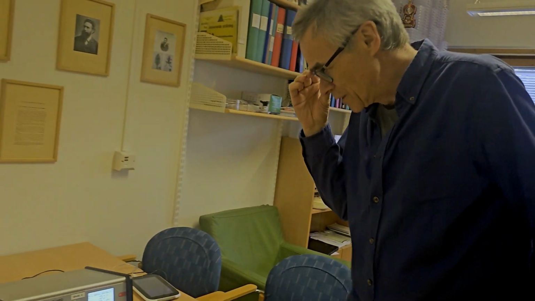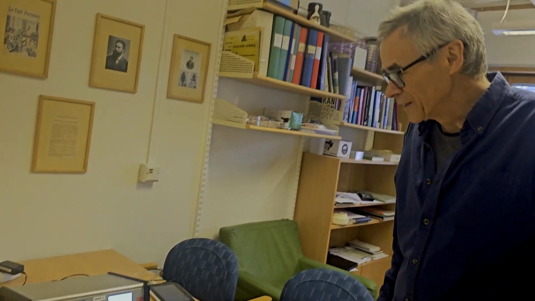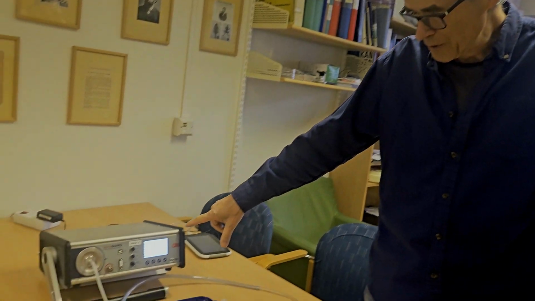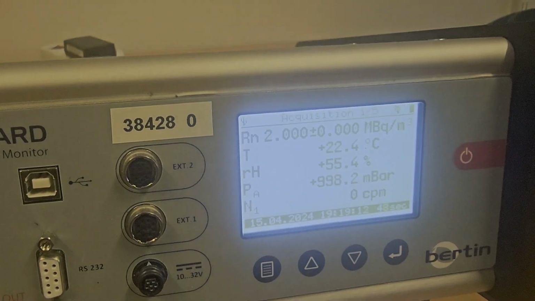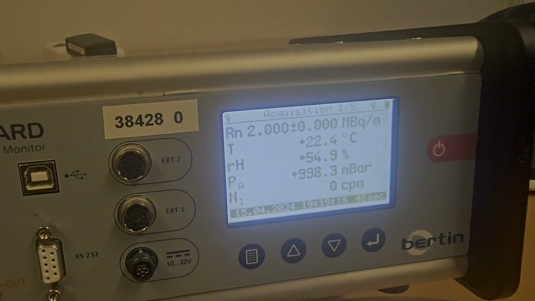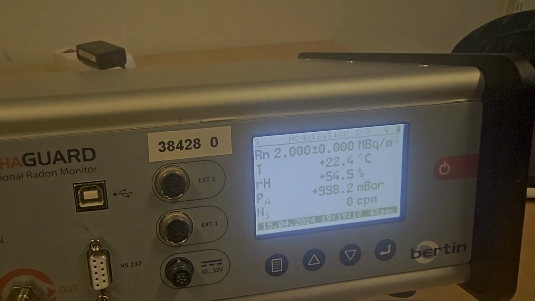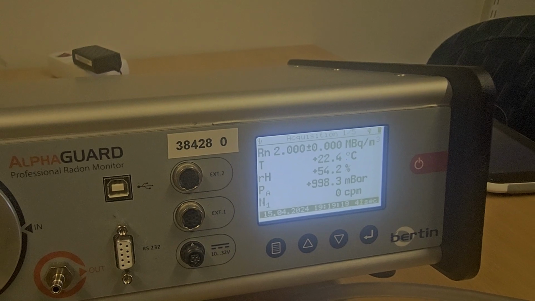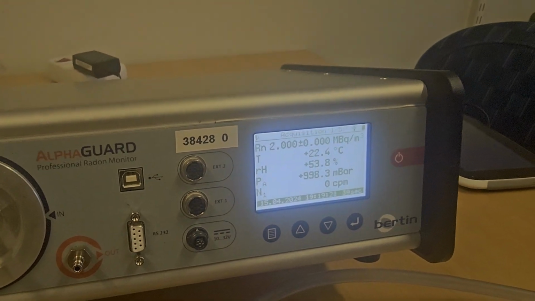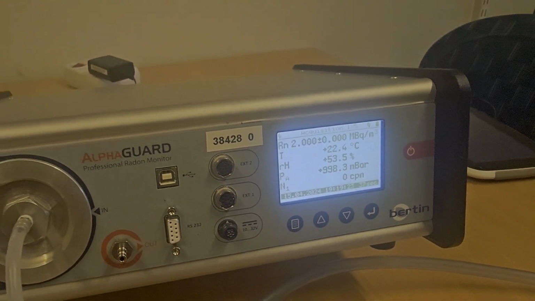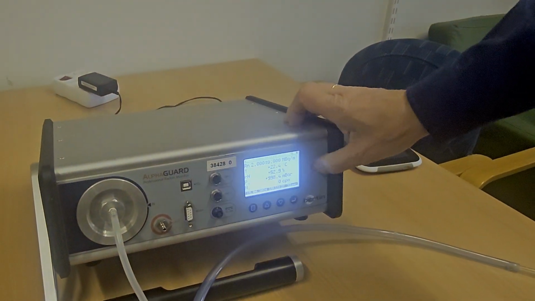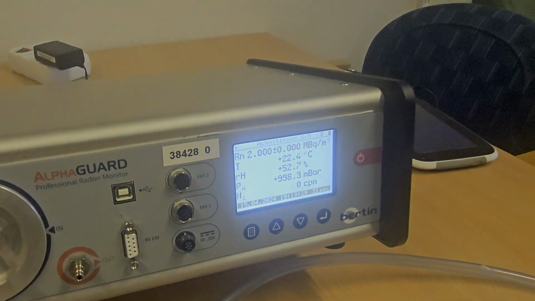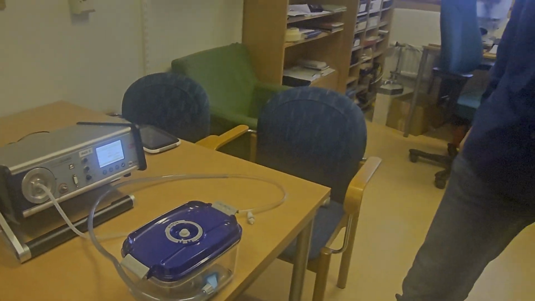AlphaGuard measures in 1 minute cycles, and you can already see that we have exceeded the scale of AlphaGuard, because it measures up to 2 megabecquerel, and we have reached 2 megabecquerel. So we have in the box an activity of 2 million becquerels or more, 2 million becquerels of radon.